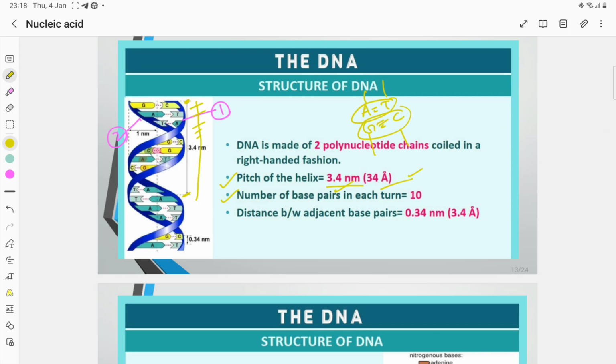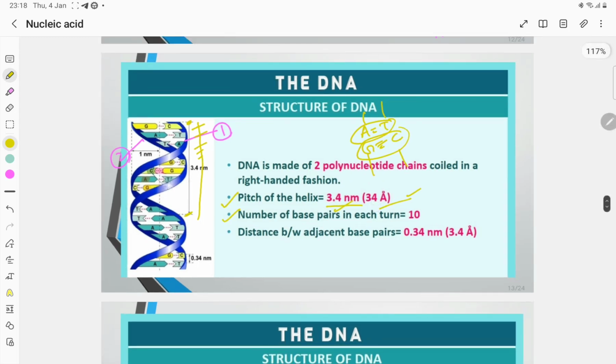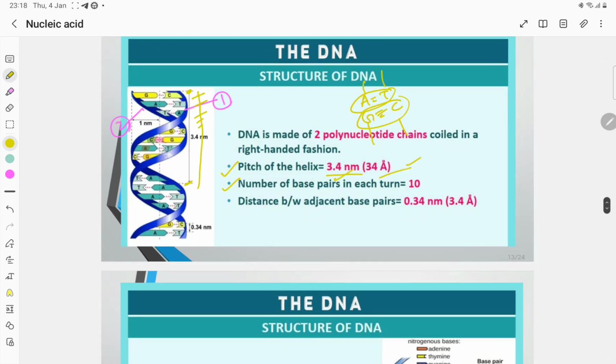So in one pitch, the total number of base pairs is equal to 10. And if we measure the distance between two successive base pairs, this is one base pair and this is another, then the distance is equal to 3.4 divided by 10, which equals 0.34 nanometer, or 3.4 angstrom.